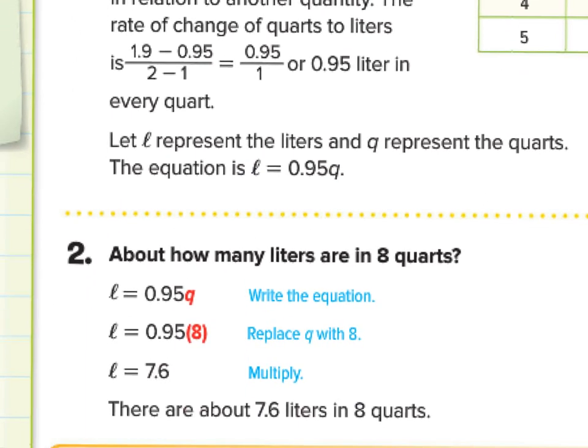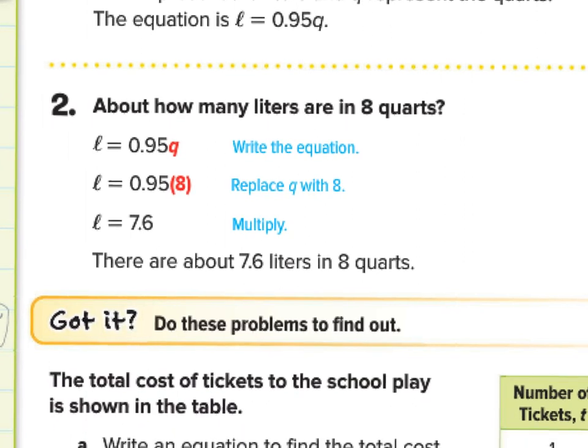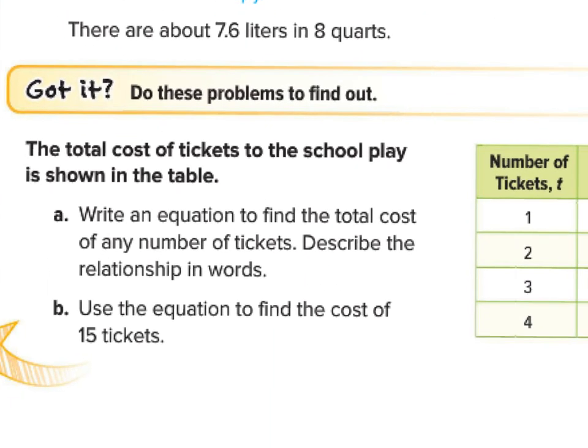So now let's look at example 2 and put it into practice. You can see, as I mentioned, let's ask how many liters are in 8 quarts. So if I take 8 quarts, now I can replace my variable of quarts and identify how many liters I have. And you can see that 8 quarts is 7.6 liters. So there are about 7.6 liters in 8 quarts. Pretty close numbers there.